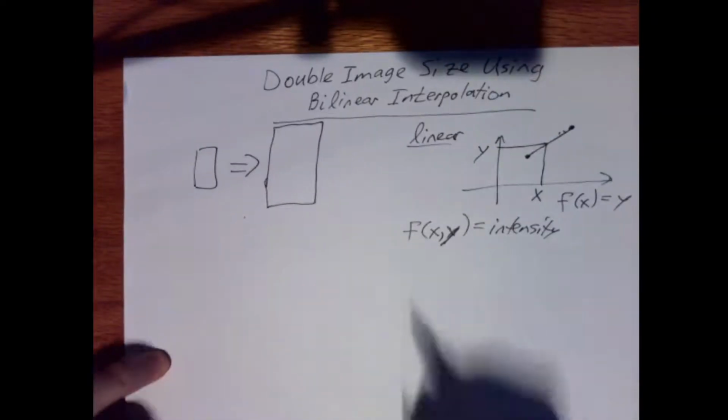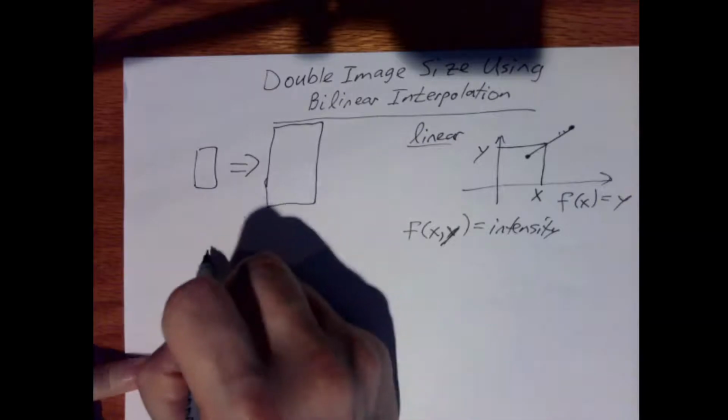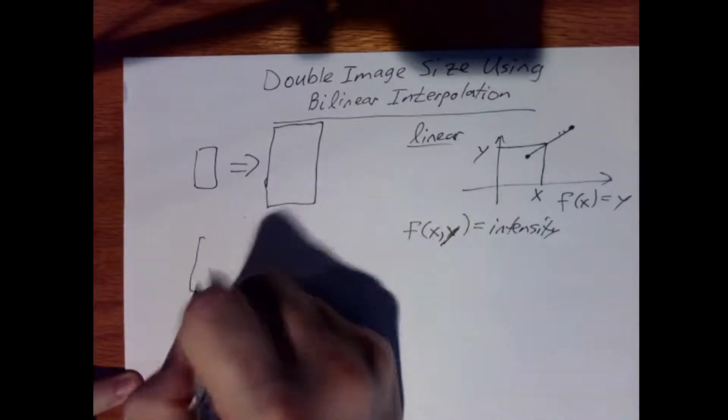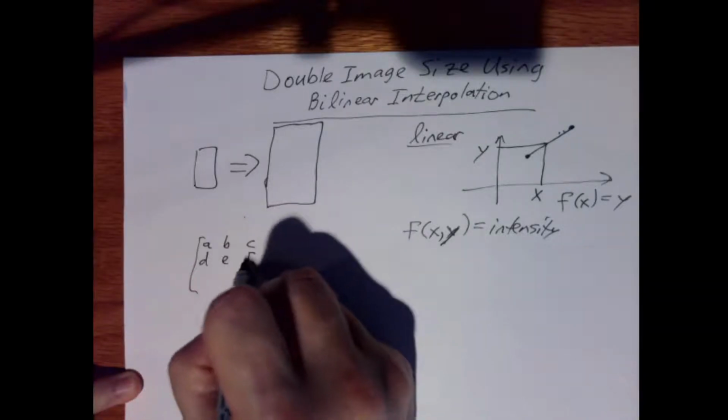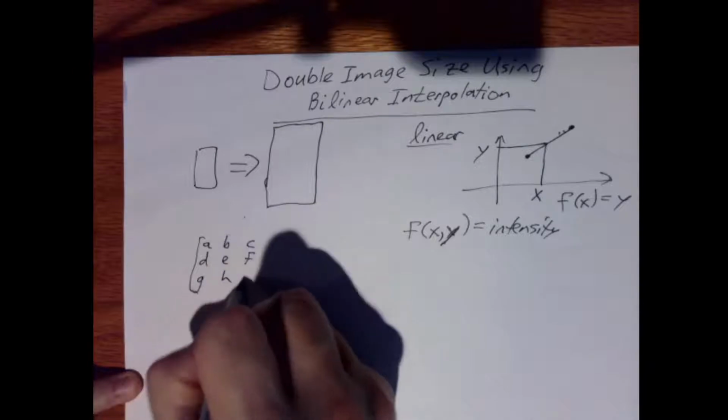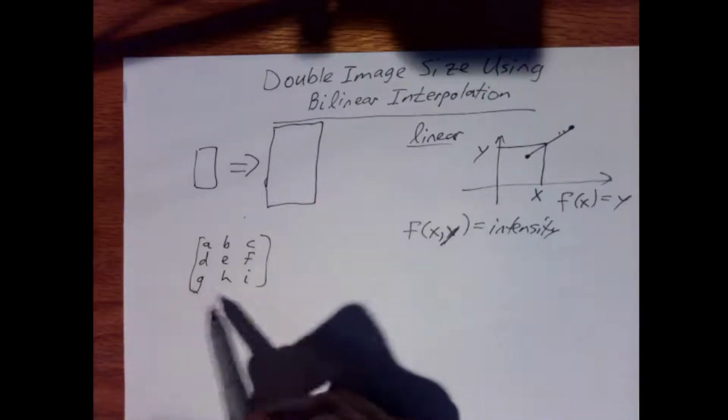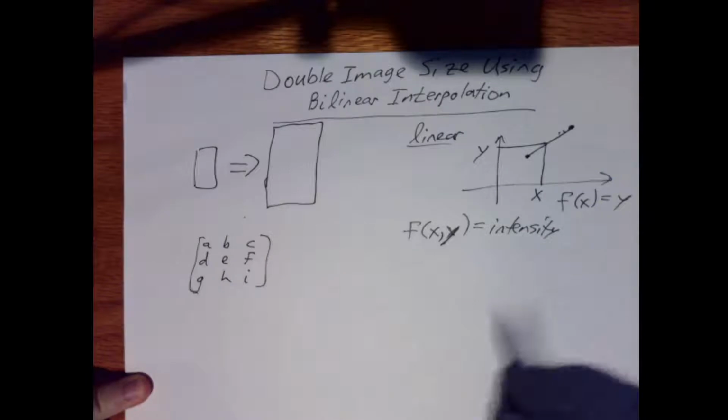So how am I going to do this? Well, let's say our image had these values right here. I'm going to write it like an array or a matrix. So A, B, C, D, E, F, G, H, I. It doesn't have to be square. I'm just limiting how much writing I have to do.